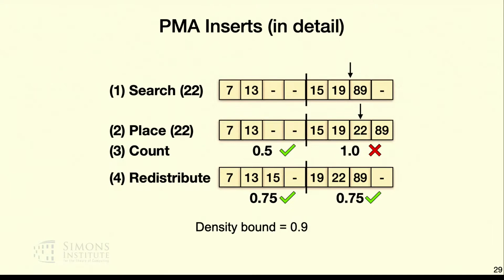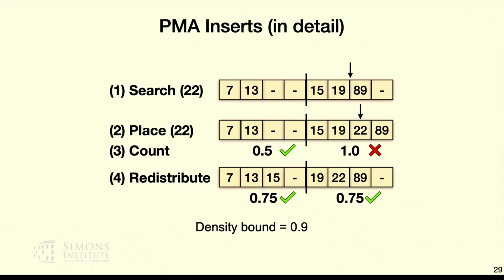I do a binary search. And then you place 22. So here you would put 22 in its location in sorted order. And then one of the main properties of this is that you have to maintain some notion of density in all of these segments.